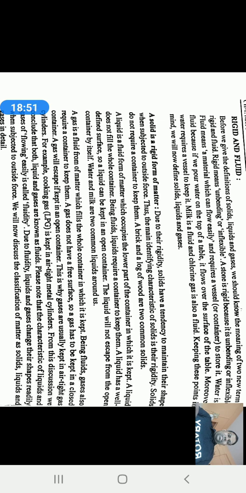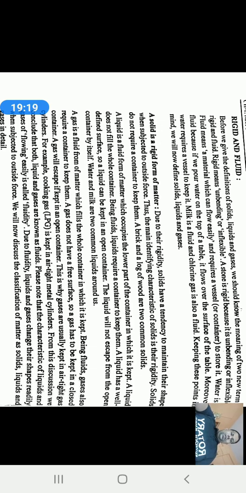A liquid has a well defined surface, so a liquid can be kept in an open container. The liquid will not escape from the open container by itself. Water and milk are two common liquids around us. But it will escape after some time; it takes some time, and then it escapes in a small amount.